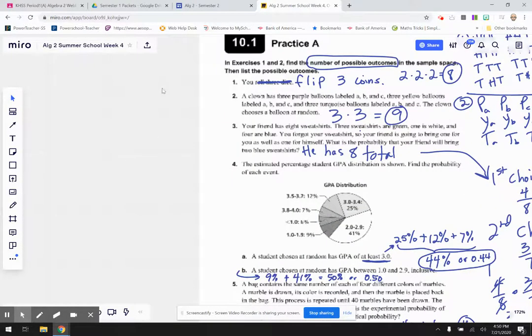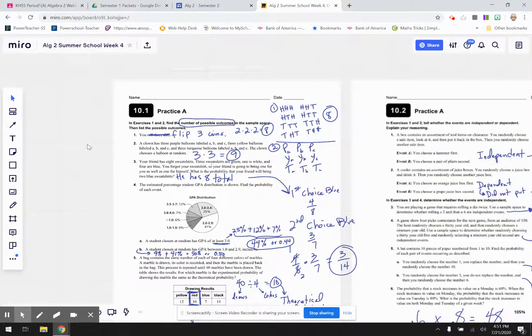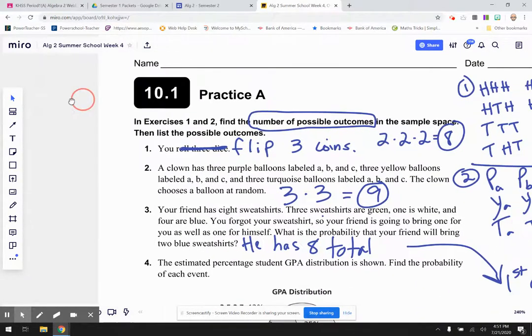Okay, here's a quick video for 10.1 practice A and 10.2 practice A. They're both pretty quick sections. It's just some probability stuff. And so we'll start on 10.1 practice A.